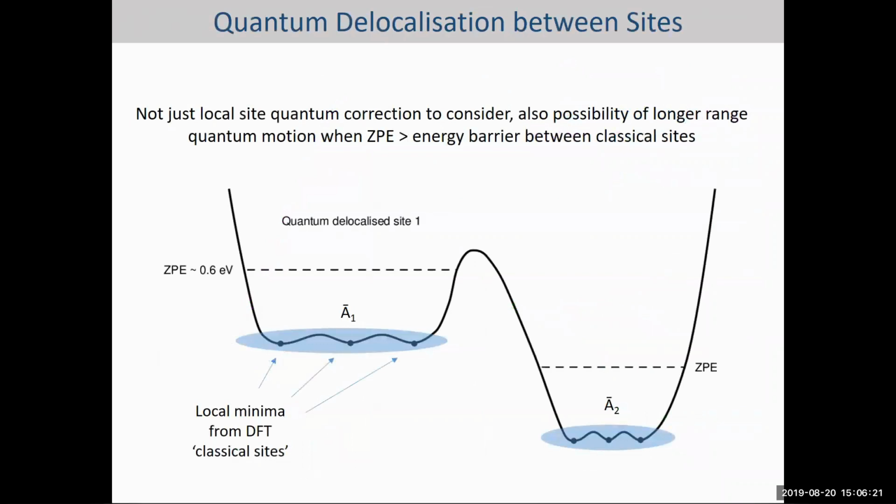Another quantum effect is the delocalization between sites in a system. So we have this large quantum zero-point energy, and we have these classical minima. But if the barriers between these classical sites are relatively low compared to the zero-point energy, it's meaningless to disregard distinct sites. In fact, we basically have a quantum delocalized site which incorporates all these sites. You may then have a barrier for another set of sites, which may or may not see quantum tunneling or thermal tunneling. But your sites are basically supersets of classical sites.